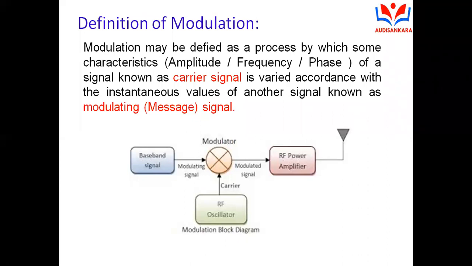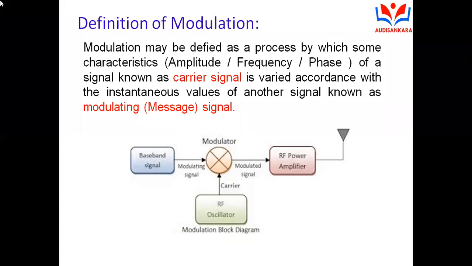See here, this is a small block diagram of the modulation process. For doing any modulation, the basic requirements are two things. The first one is the message signal. The second one is the carrier signal. These are the basic things.